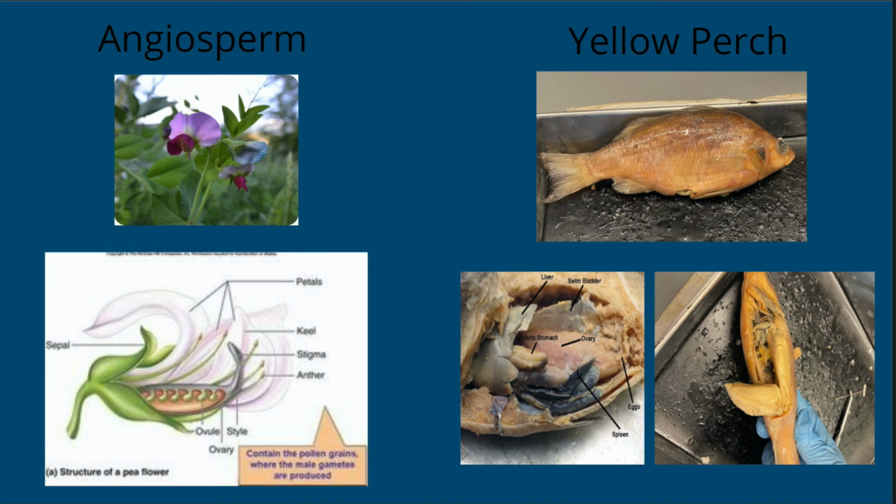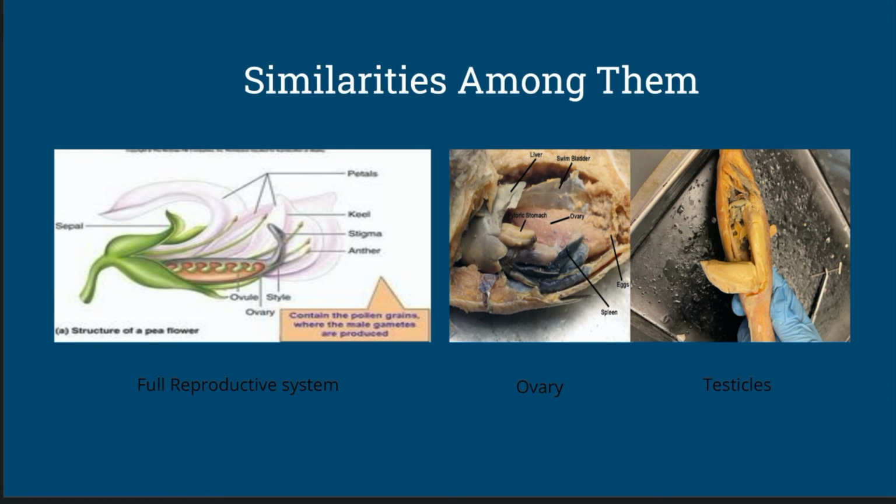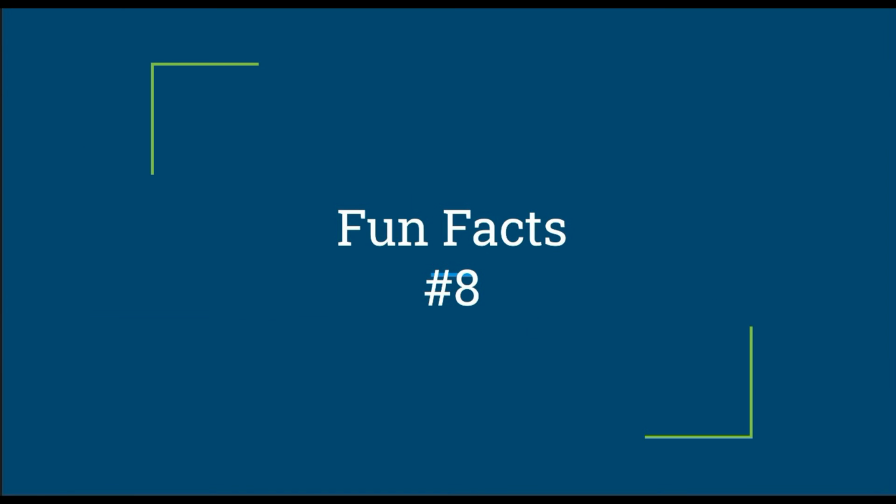Because these perch spawn in early spring when the ice is melting, the mating of the perch is heavily influenced by environmental conditions. Angiosperms have ovaries and something similar to testes called anthers in each plant, while perch have either ovaries or testicles.